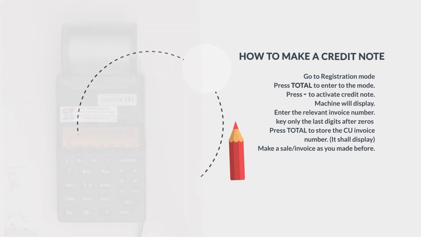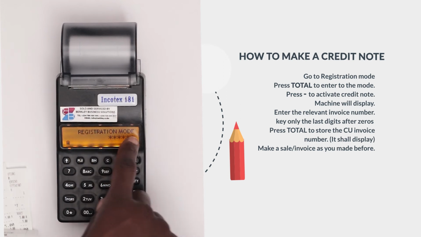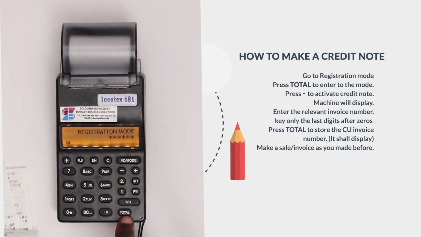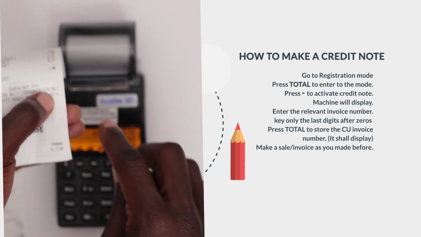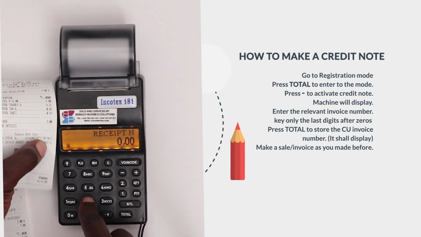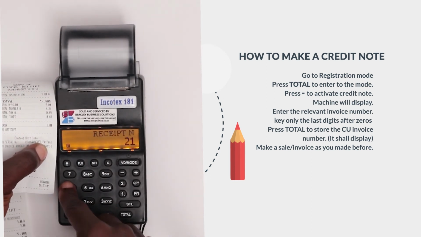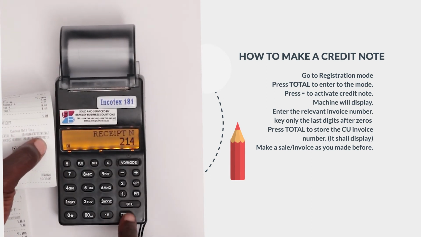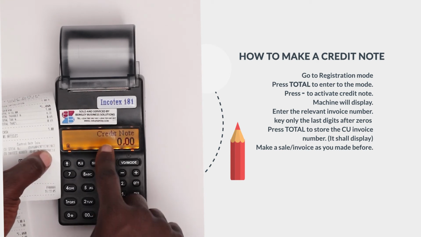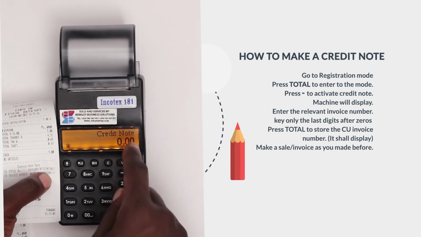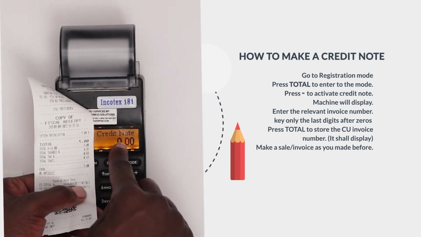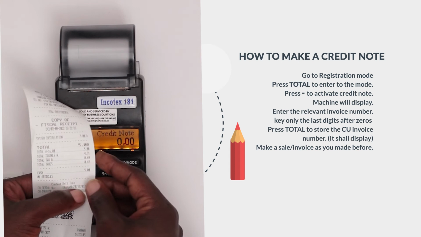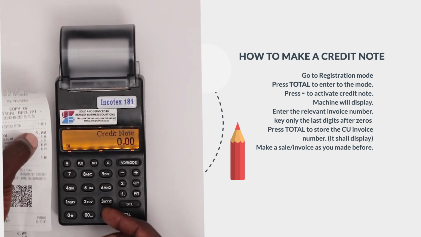To make a credit note, go to registration mode. Press total to enter the mode. Then press the minus button to activate the credit note. Enter the relevant invoice number and key in only the last digits after the zeros. Press total to store the CU invoice number. Make a sale as you made before. Note, if you had made a sale or invoice with the buyer's PIN, start with the PIN after the above steps.